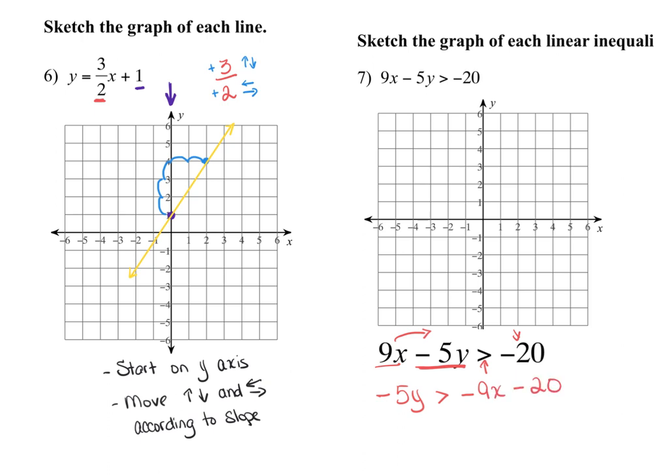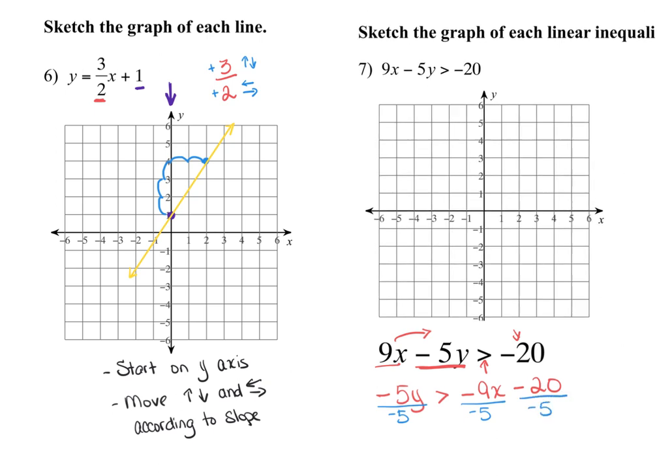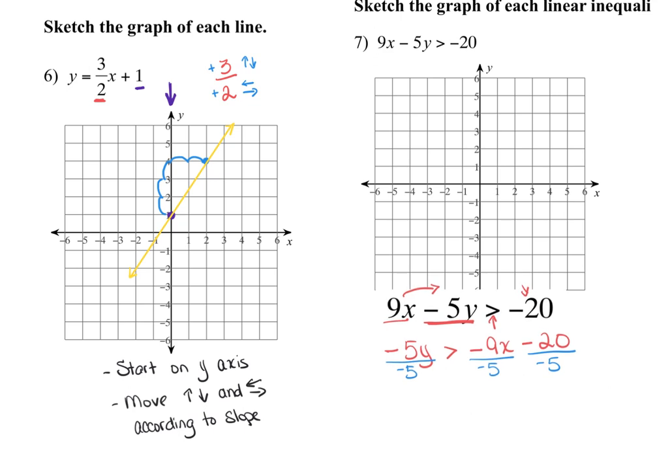That stays the same. I do need to divide everything by the negative 5 because I need the y completely by itself. So I'm going to divide this by negative 5, the 9x by negative 5, and the 20 by negative 5. Okay? So a couple of things about this one. I now have the y completely by itself. So on the left-hand side, I have a y. I divided by a negative.